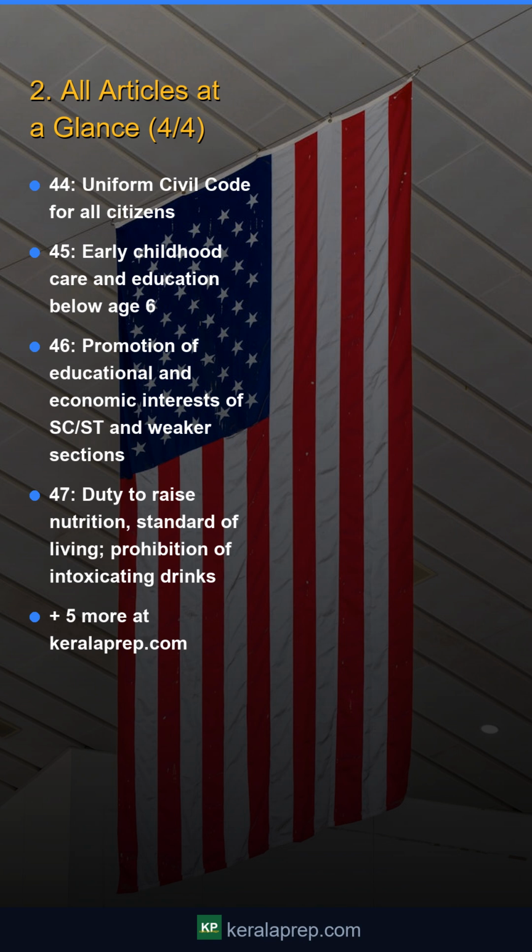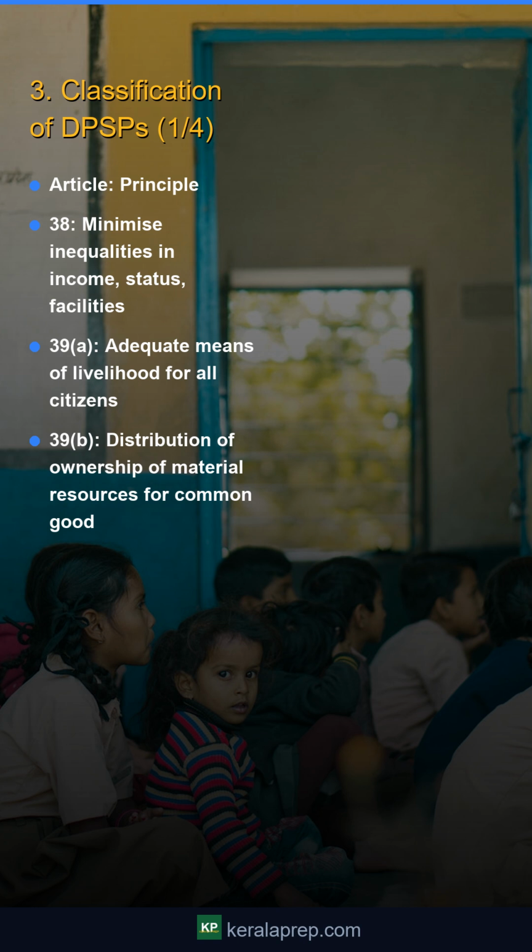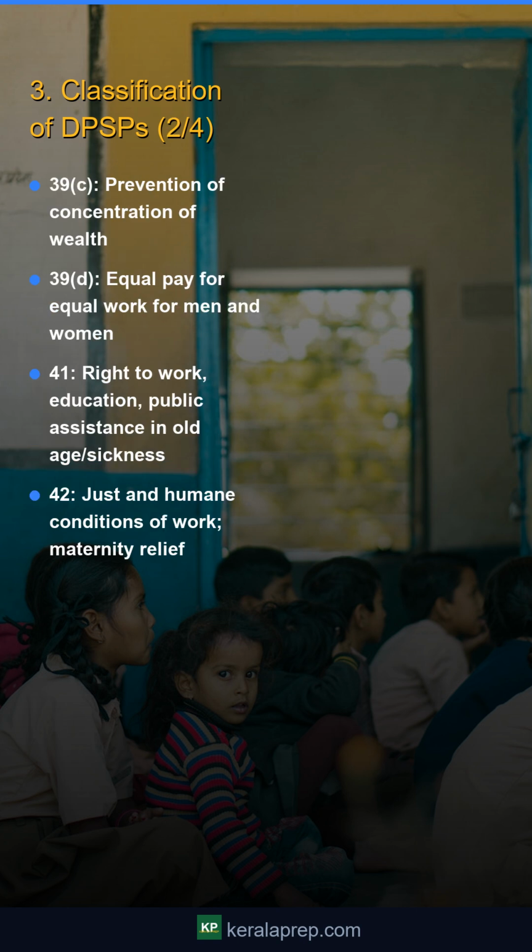3. Classification of DPSPs. Article 38: Minimize inequalities in income, status, facilities. 39A: Adequate means of livelihood for all citizens. 39B: Distribution of ownership of material resources for common good. 39C: Prevention of concentration of wealth. 39D: Equal pay for equal work for men and women.